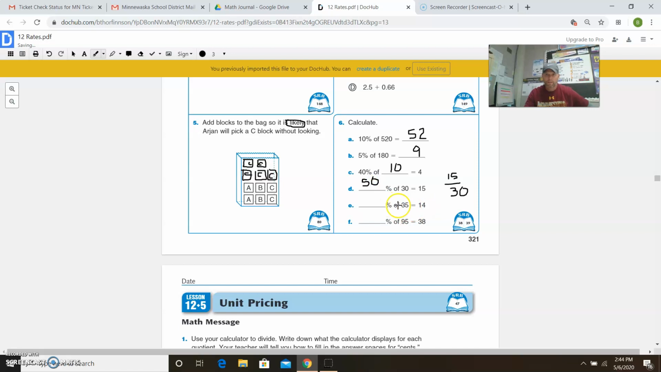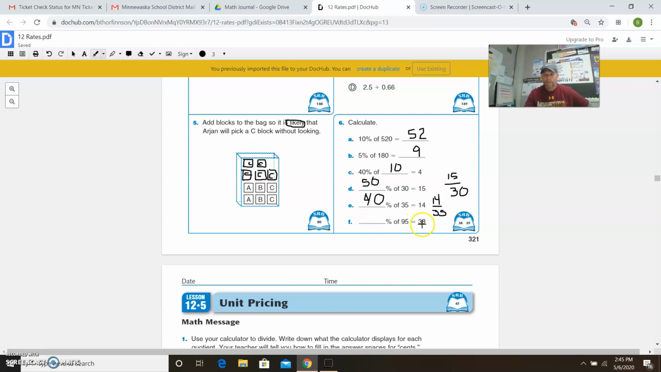But if you take, same here, you put 14 over 35, and for these you could use a calculator. If you take 14 and you divide it by 35 and hit your percent sign, you're going to find 40%.